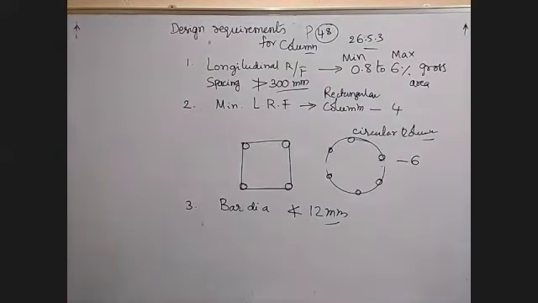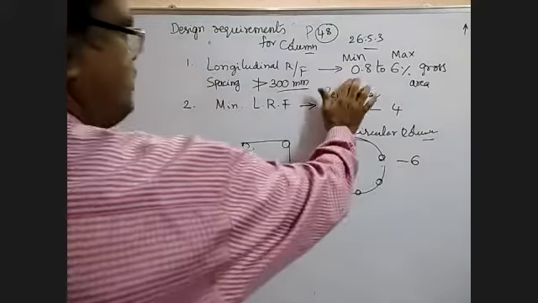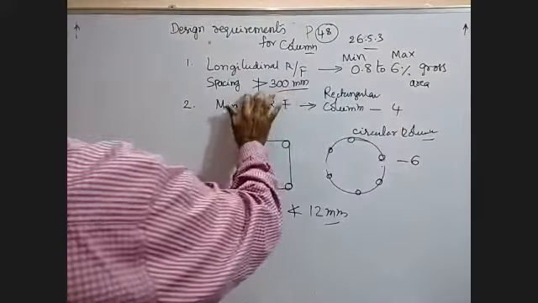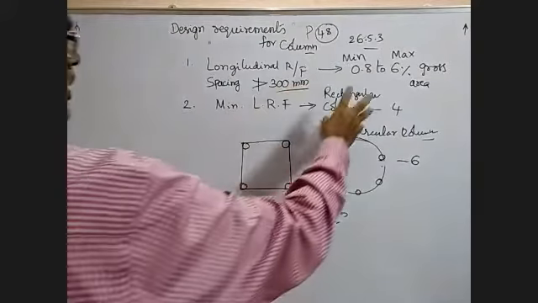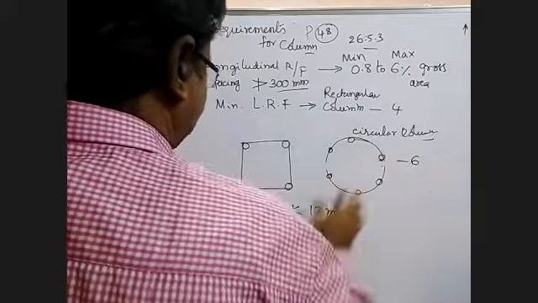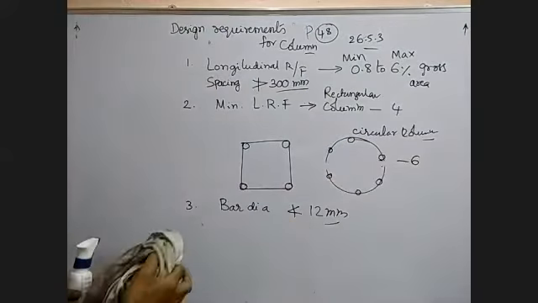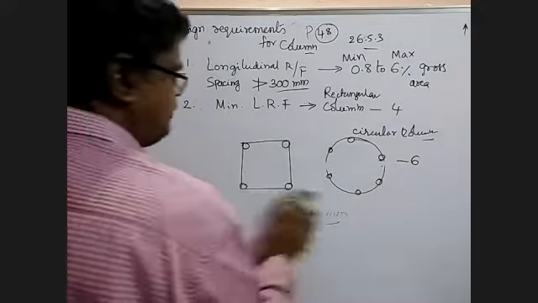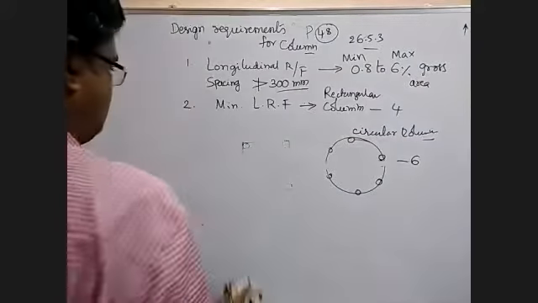Now coming to the transverse reinforcement, horizontal reinforcement. Now the code says, regarding the minimum is 0.8%, spacing should not be greater than 300 mm. For rectangular column or square column, minimum should be 4 bars, circular column 6. The bar diameter should not be less than 12 mm. It's a minimum diameter of bar in the column is 12 mm.